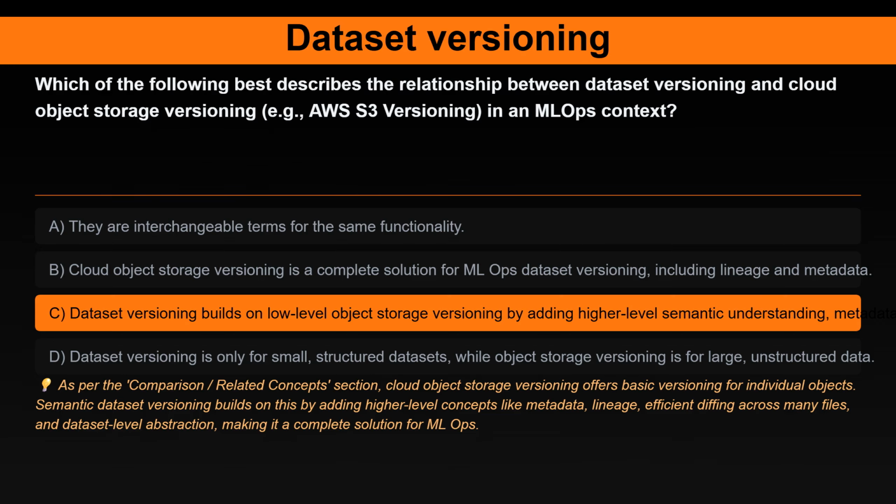The correct answer is dataset versioning builds on low-level object storage versioning by adding higher-level semantic understanding, metadata, and lineage tracking. Here's the explanation. As per the Comparison/Related Concepts section, cloud object storage versioning offers basic versioning for individual objects. Semantic dataset versioning builds on this by adding higher-level concepts like metadata, lineage, efficient diffing across many files, and dataset-level abstraction, making it a complete solution for MLOps.